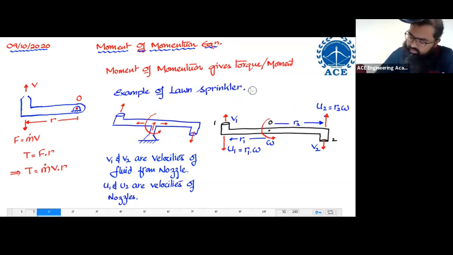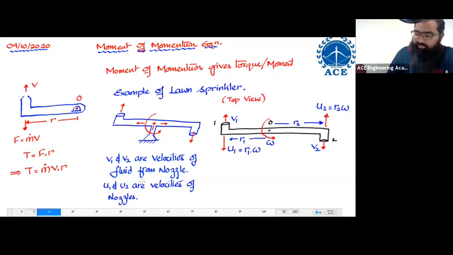This over here is the top view. So now I have two velocities defined. One is the velocity of the liquid coming out, which is represented by V1. The other is the velocity of the nozzle itself. That velocity is represented by U1, the velocity of the nozzle itself, and U2 for nozzle 2.